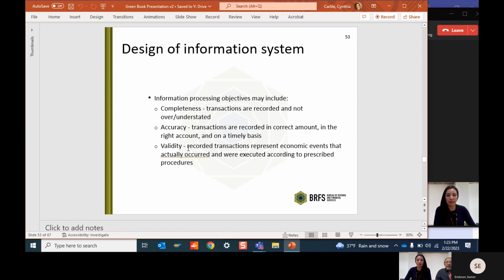And some of the objectives include completeness, accuracy, and validity. So this ties into some of management assertions. Completeness meaning that transactions are recorded and not over or understated. Accuracy has to do with transactions being recorded in the correct amount, in the right account, and on a timely basis. And validity means that recorded transactions represent economic events that actually occurred and were executed according to the prescribed procedures.